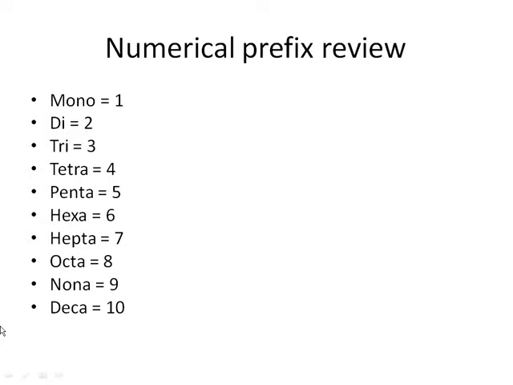Numerical prefixes, in case you don't remember them, mono is 1, di is 2, tri is 3, tetra is 4, penta is 5, hexa is 6, hepta is 7. That's one that sometimes surprises people. Octa is 8, nona is 9, and deca is 10.